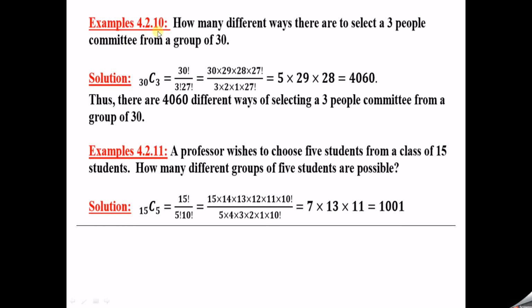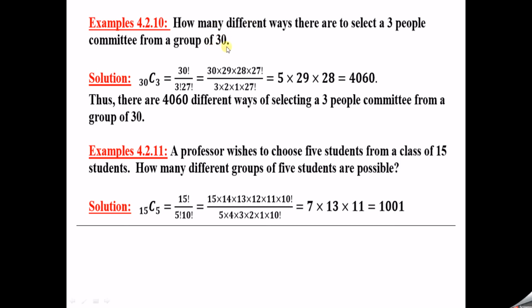Example 4.2.10. How many different ways there are to select a 3 people committee from a group of 30? So there is a group of 30 people and we have to select a 3 people committee. Committee means the order is not important. Simply we need any 3 people without regard to order. That means you have to find the combinations.